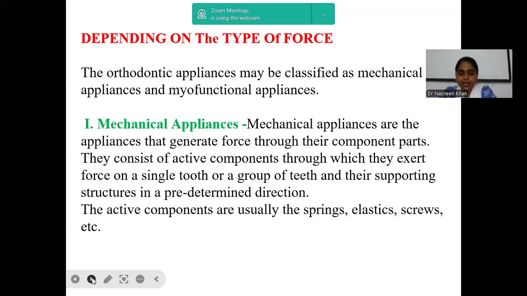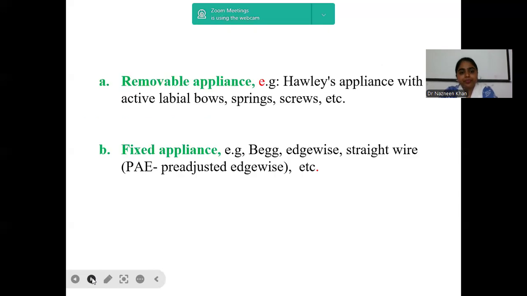The mechanical appliances are the appliances that generate force through their component parts. They consist of active components through which they exert force on a single tooth or a group of teeth and their supporting structures in a predetermined direction. The active components are usually springs, elastics, and screws. These are removable and fixed.